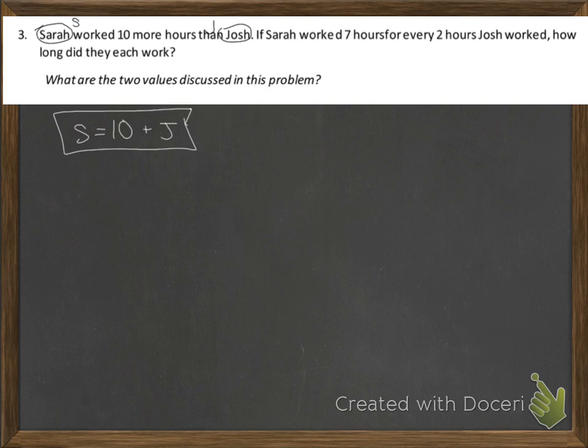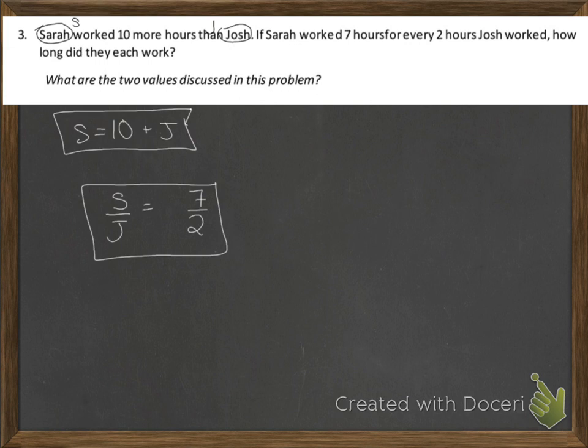Okay, so then we know that Sarah worked 7 hours for every 2 hours Josh worked. So what does that mean? That means the ratio of Sarah's work to Josh's work is 7 to 2. So believe it or not, what we actually have here is a system of equations. We have two equations. Okay, so again, this is a little bit different from everything that we've been doing so far because we have to solve this. So you can do this in a few different ways. You might think of a different way that I haven't thought of.